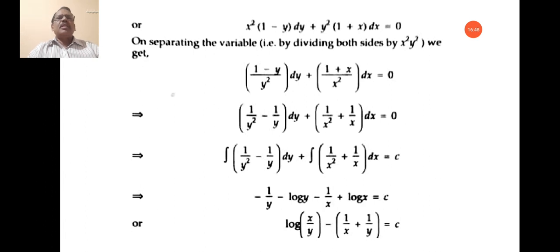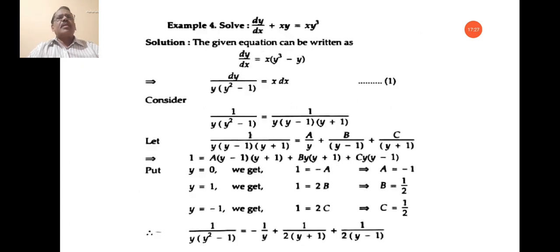Integration on both sides. So integral of (1 by y square minus 1 by y) dy plus integral of (1 by x square plus 1 by x) dx is equal to c. So we see that integration of 1 by y square is minus 1 by y and integration of 1 by y is log y. Therefore minus 1 by y minus log y minus 1 by x plus log x equal to c. Or on simplification, log of x by y minus 1 by x minus 1 by y is equal to c. This is the solution of the given differential equation.